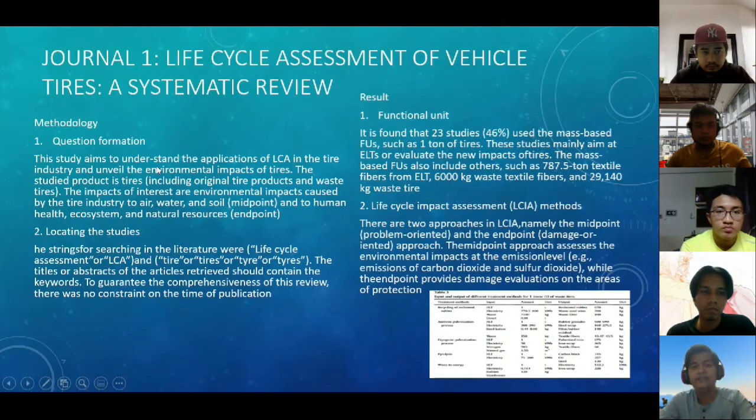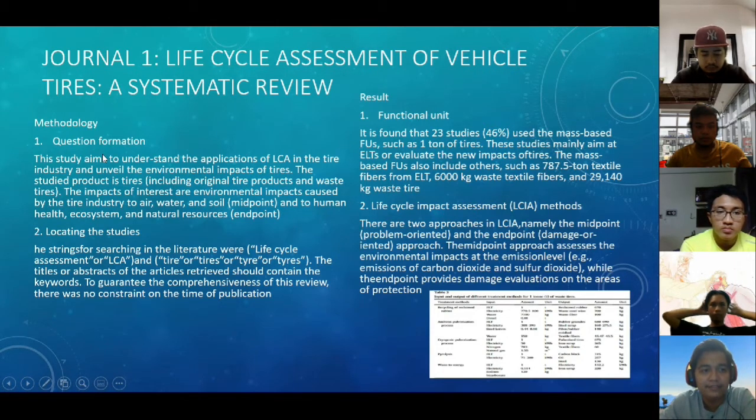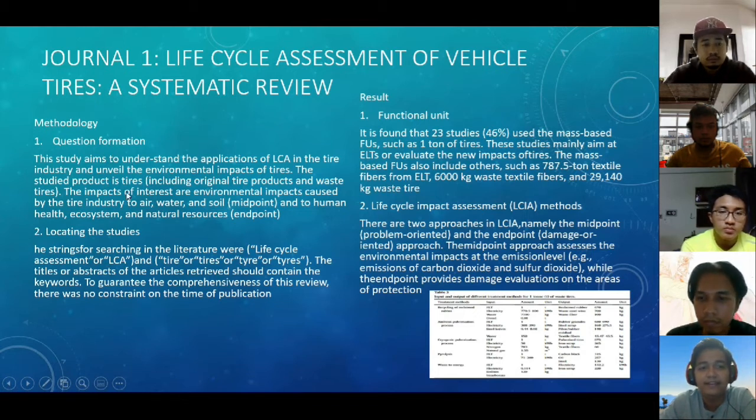The first journal is a life cycle assessment of vehicle tires, a systematic review. The methodology is first question formation. This study aims to understand the application of LCA, LCA meaning life cycle assessment, in the tire industry and unveil the environmental impact of tire. So the impacts of interest are environmental impacts caused by the tire industry to air, water and soil, and to human health, ecosystem and natural resources.